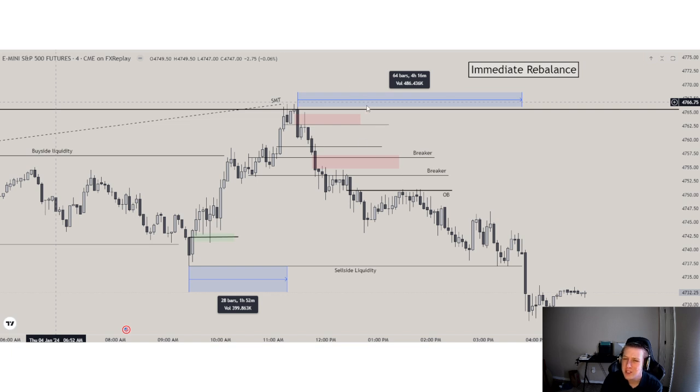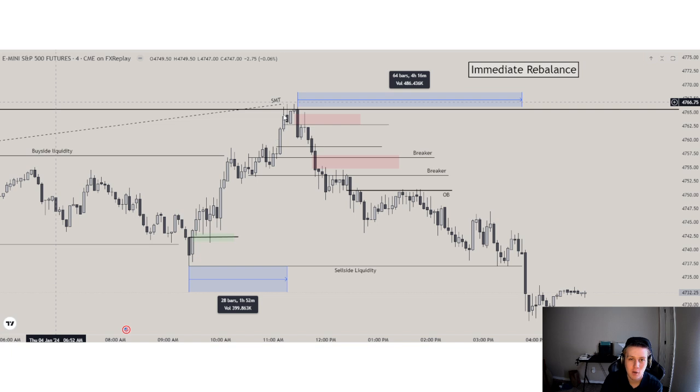So although this can be traded and you can look to take this as a market maker sell model, I personally don't really see this as a need to trade it, but you obviously have your own opinion, and you might see this as, oh, this is exactly how I want to trade.